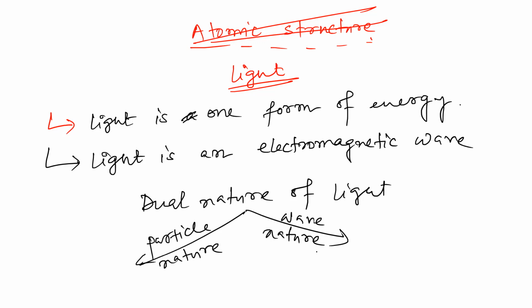So we are going to study the dual nature of light. One is the particle nature, another is the wave nature. Whenever I say that light is a kind of particle, what type of particle? It's the photon particles. Okay, light is a source of photon particles. So this we have to write whenever we are considering that light has the particle nature.